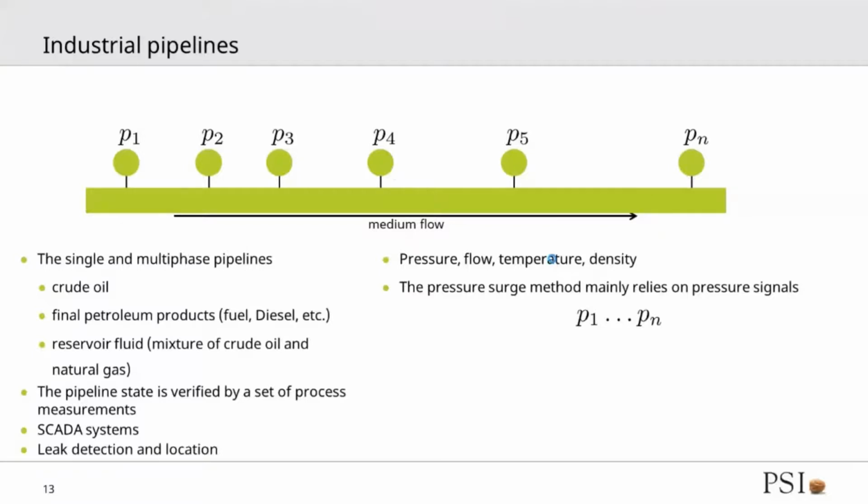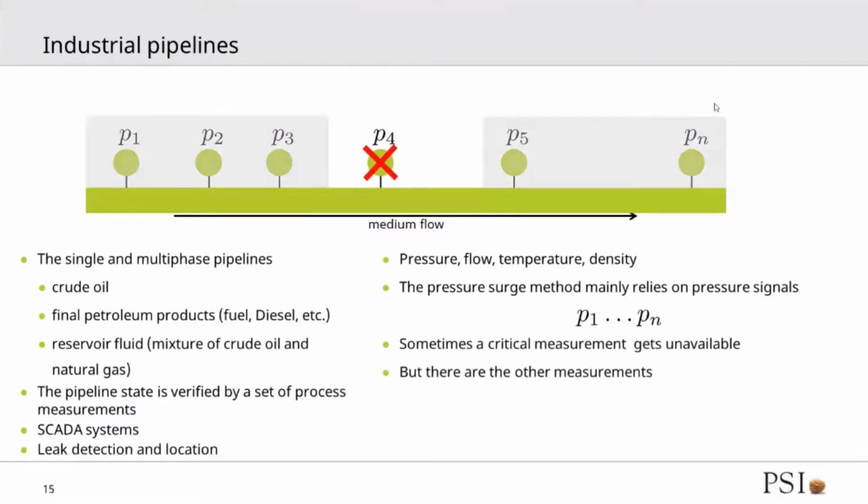But it might happen at some point that this pressure measurement becomes unavailable because it is broken, or there is some problem with the transmission of the data from the field to the SCADA system or something like this. And especially in the context of the pressure surge method, this is pretty unfortunate because it happens pretty quickly. I mean, the wave travels with a speed of 1,000 meters per second, more or less. And if this measurement is unavailable for a couple of seconds, then unfortunately, you miss your only chance to detect the leak. But we have the other measurements.